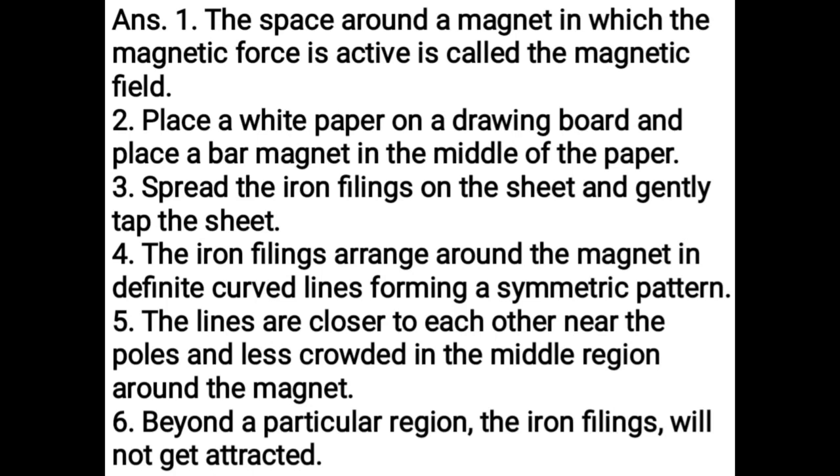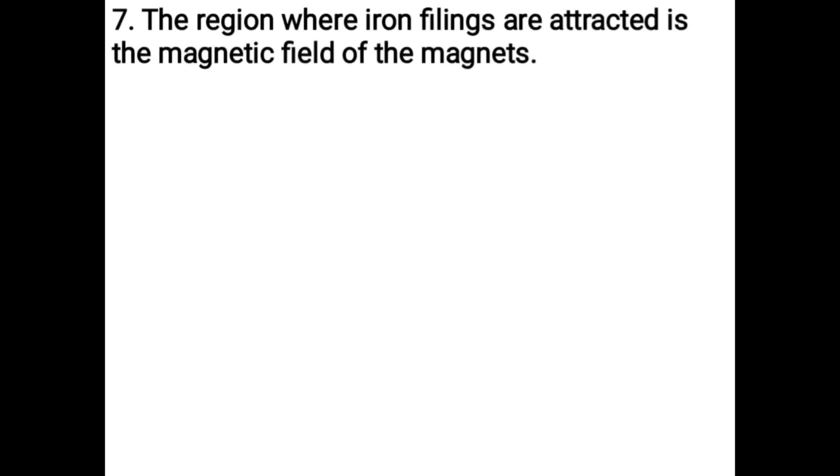The iron filings arrange around the magnet in definite curved lines forming a symmetric pattern. The lines are closer to each other near the poles and less crowded in the middle region around the magnet. Beyond a particular region, the iron filings will not get attracted. The region where iron filings are attracted is the magnetic field of the magnet.